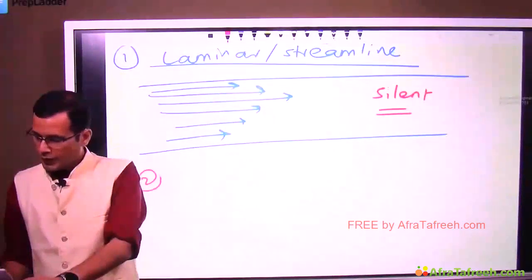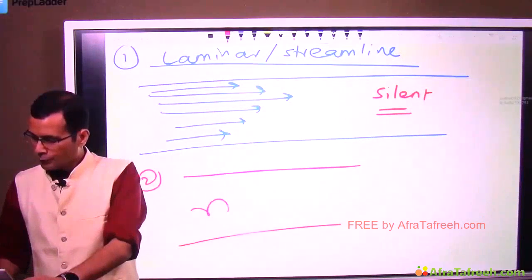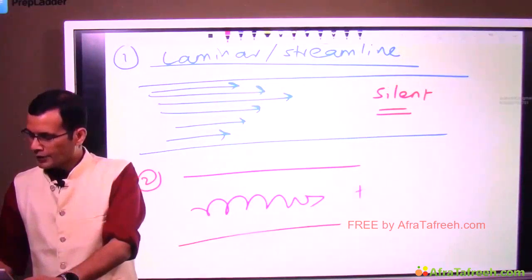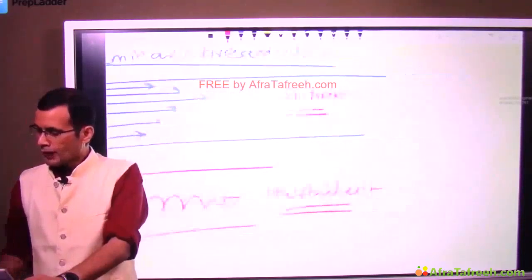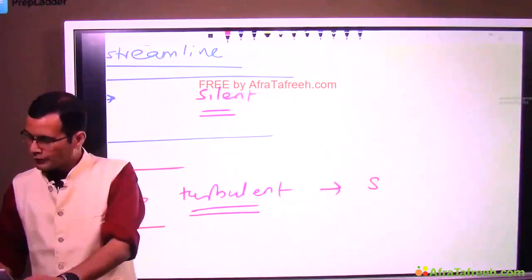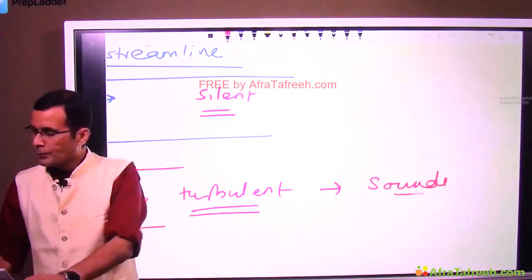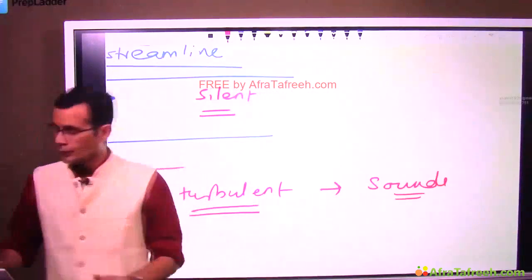But the other type is turbulent blood flow. When laminae get disturbed and eddy currents are generated, the blood flow becomes turbulent. And the turbulent blood flow produces sounds which can be heard through the stethoscope.